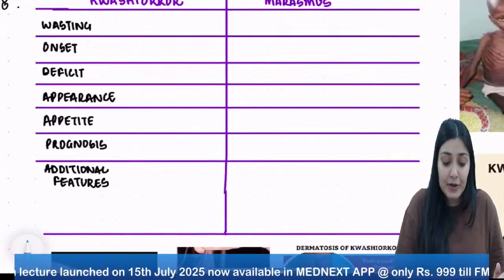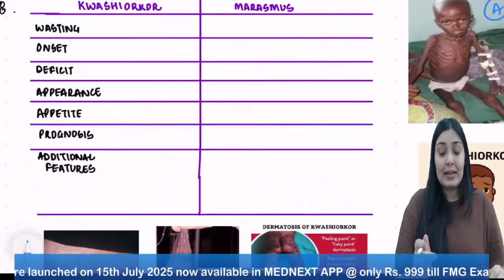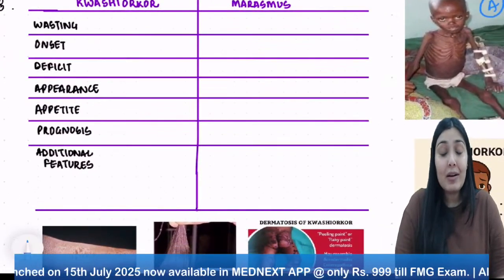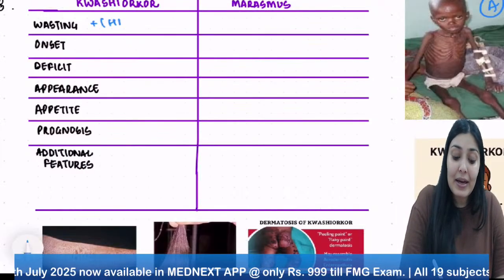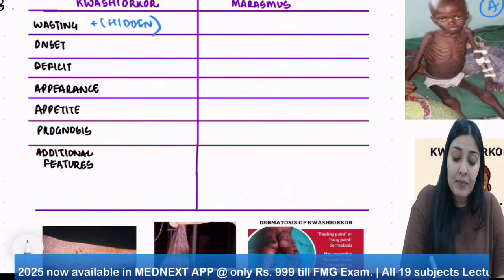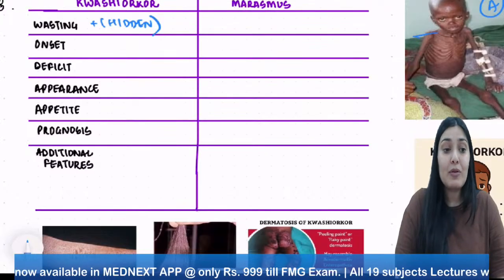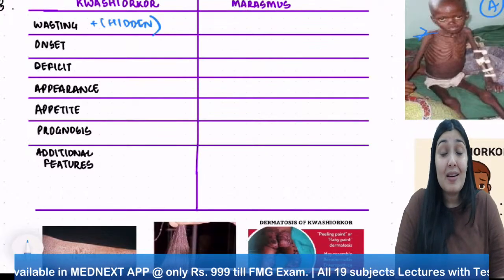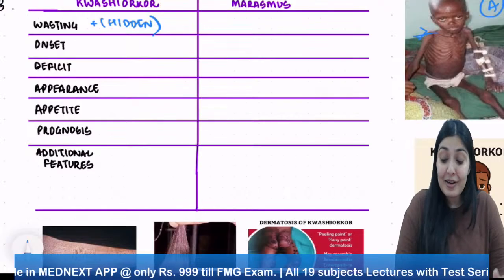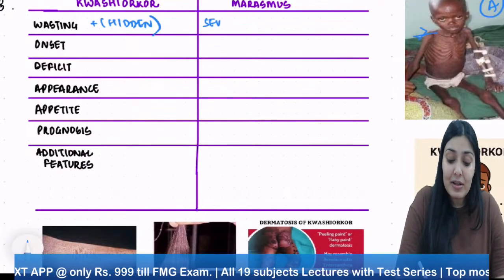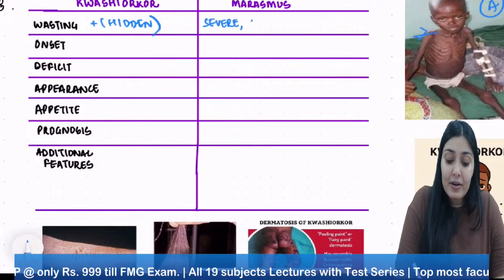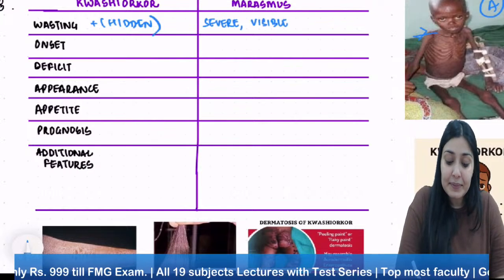Kwashiorkor and marasmus. Firstly, wasting. Do you see wasting in kwashiorkor? Yes, wasting is there, but it is hidden by edema. What about the marasmus baby? Marasmus baby is very thin. I can visibly see wasting. So there is severe visible wasting.